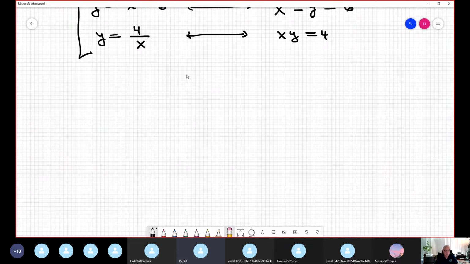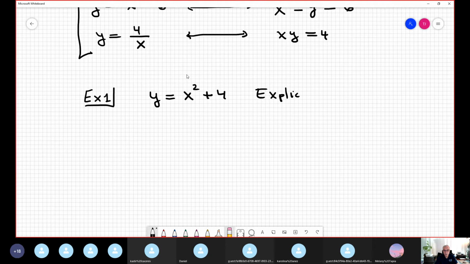Okay, let me explain something. Suppose this equation. Example 1: determine using the equation if it's a function or no. Suppose this equation is y equals x squared plus 4. Oh, it's explicit. It's explicit because y is isolated. To say explicit is equivalent to saying clear.